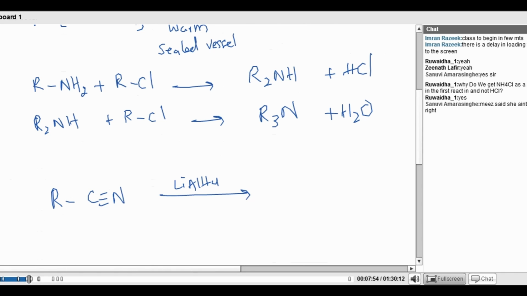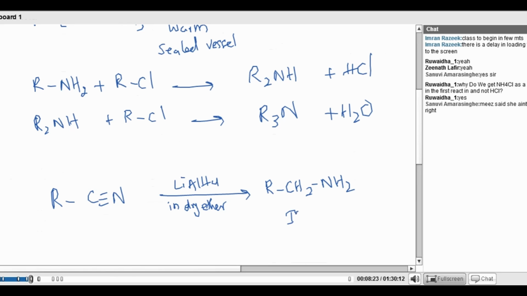Whenever lithium tetrahydroaluminate is used, it's a must that you use anhydrous conditions. So you have to use dry ether. The dry ether is a condition for this. So you get R, CH2, NH2. You get a primary amine. What happens is that across the triple bond, you add two hydrogens to this carbon and two hydrogens to this nitrogen. So you add hydrogen to both the carbon and nitrogen, and you get a primary amine.